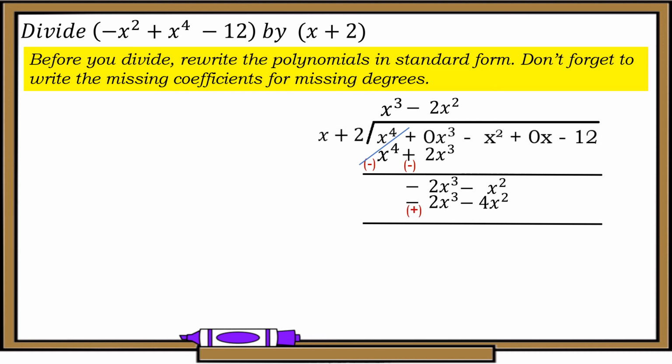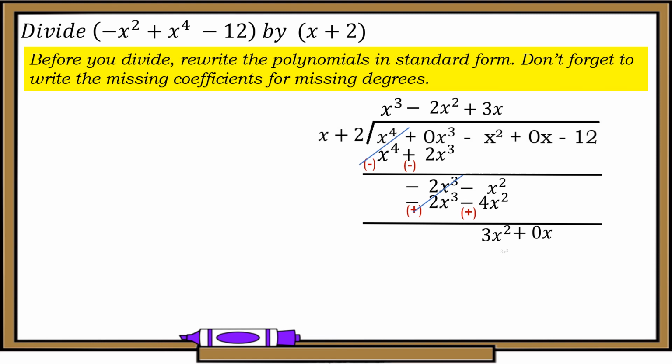Subtract. Change the sign of the subtrahend. Then proceed to addition. So, 2x cubed, negative 2x cubed, positive 2x cubed, cancel or 0. Negative x squared plus 4x squared is positive 3x squared. Then bring down positive 0x. Then divide. 3x squared divided by x is positive 3x.